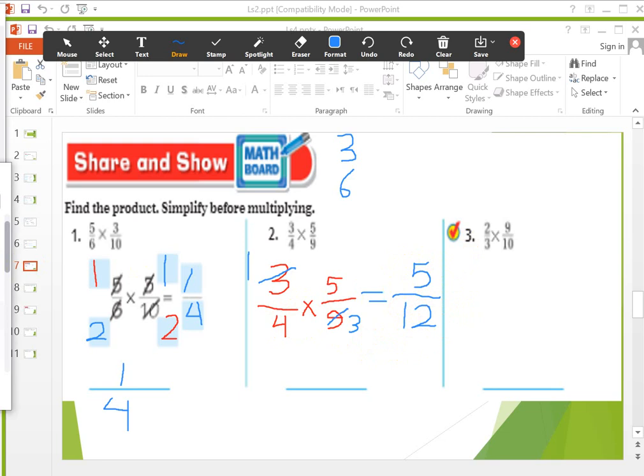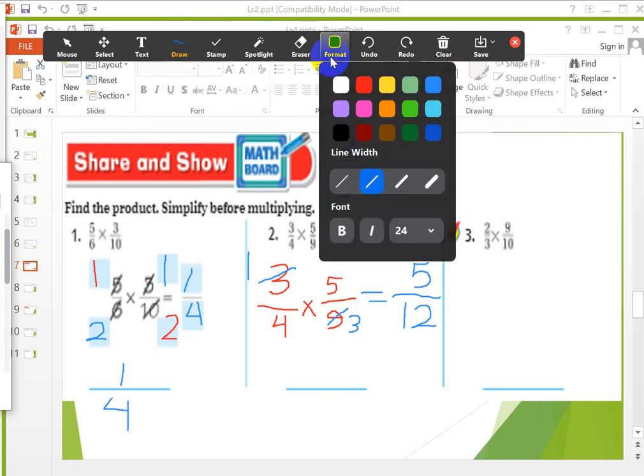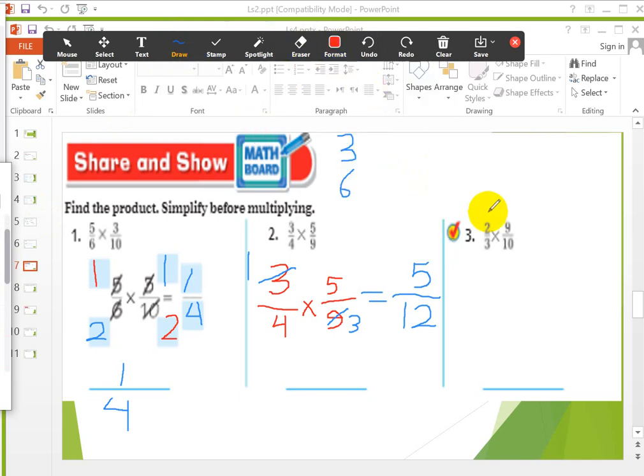Okay. Now let's continue with number 3. I will choose another one. Please raise your hand, girls. Okay, raise your hand. I will choose now, Maryam. Now I will multiply 2 over 3 by 9 over 10. First thing, let's simplify the fractions together.